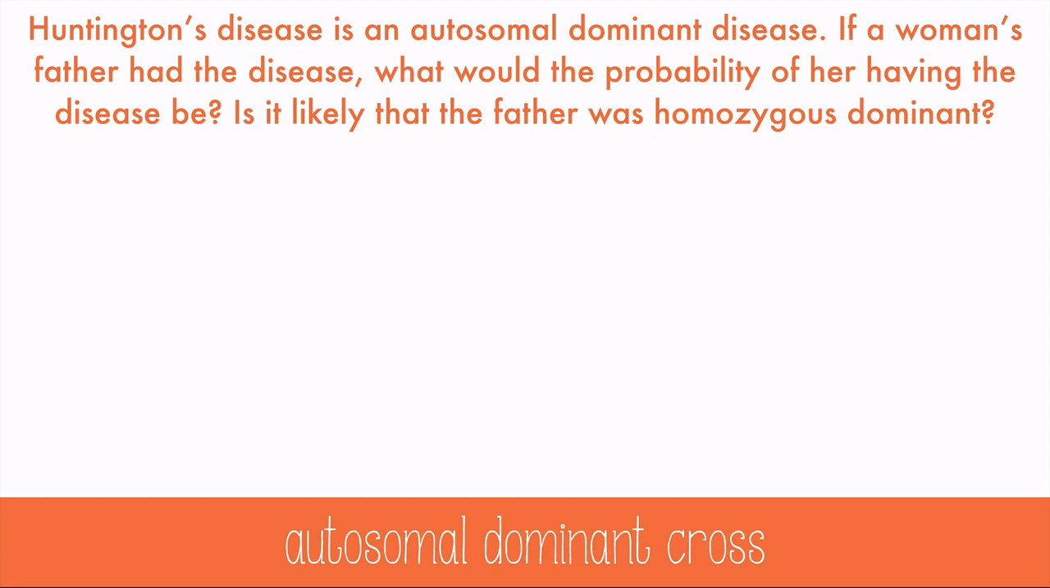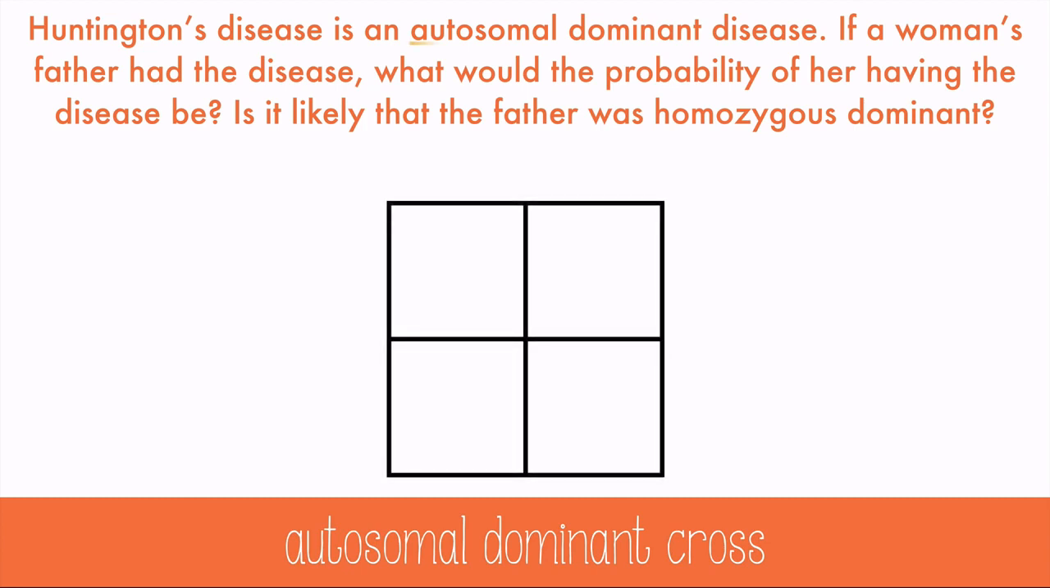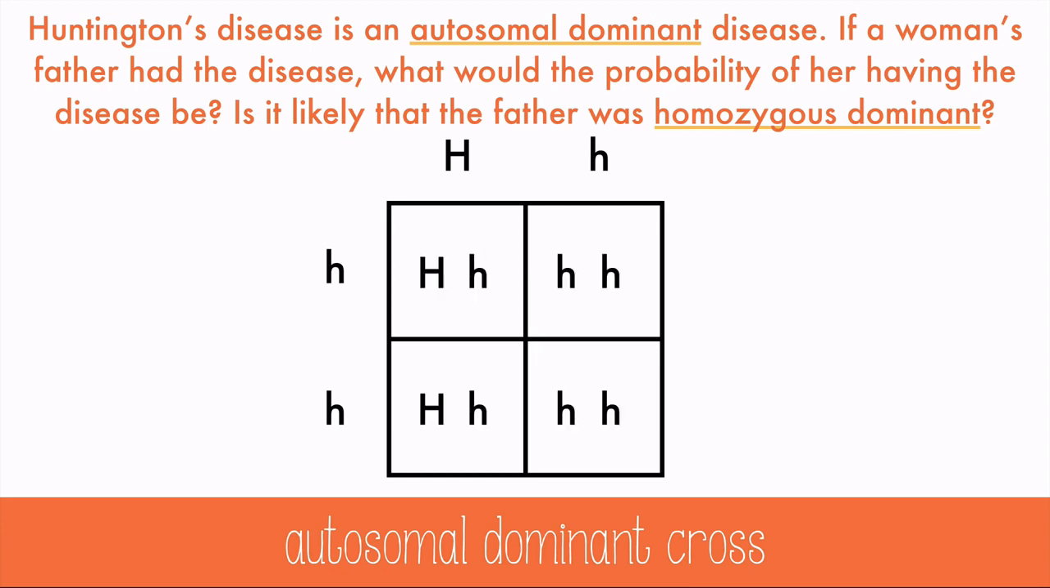If a woman's father had the disease, what would the probability of her having the disease be? Is it likely that her father was homozygous dominant? First, this is an autosomal dominant disease, which means that recessive alleles are normal. That means that mom would have had a normal gene, and only the father is affected. It's a very rare disease, so it's very unlikely that he'd be homozygous dominant. He's probably just heterozygous. Now we can fill out the Punnett square.